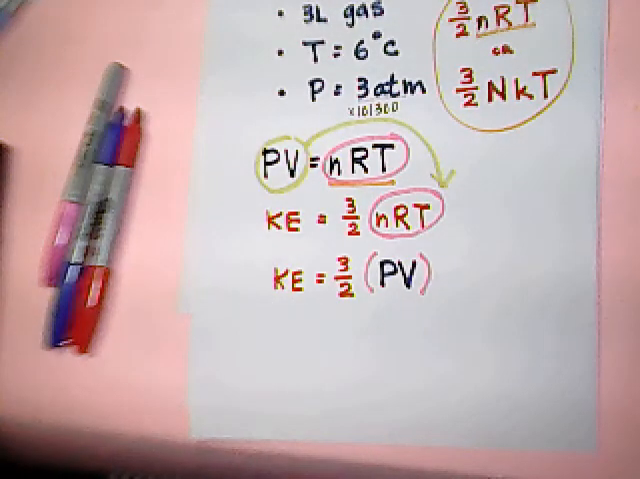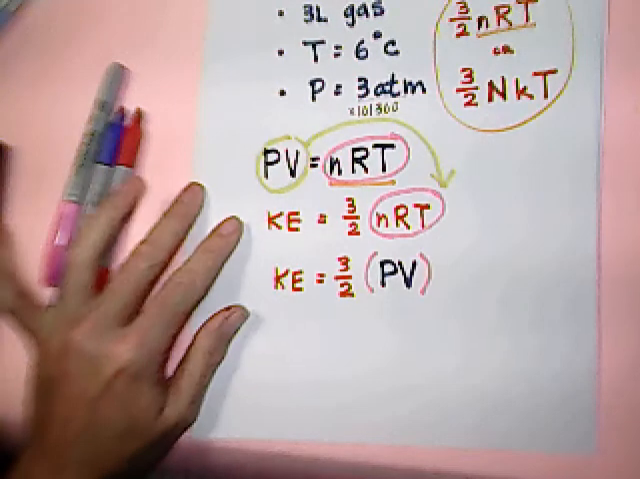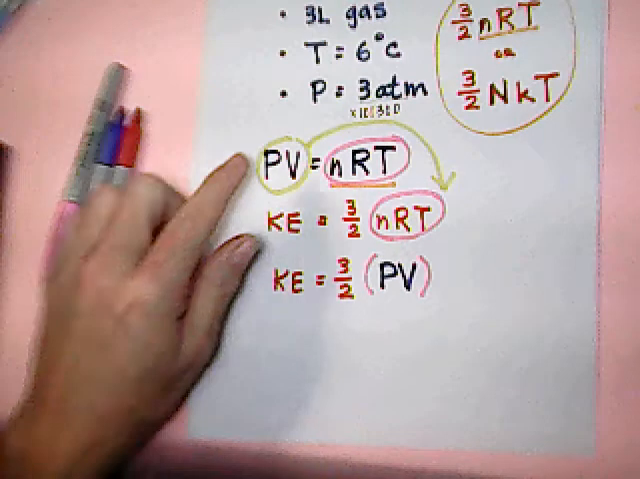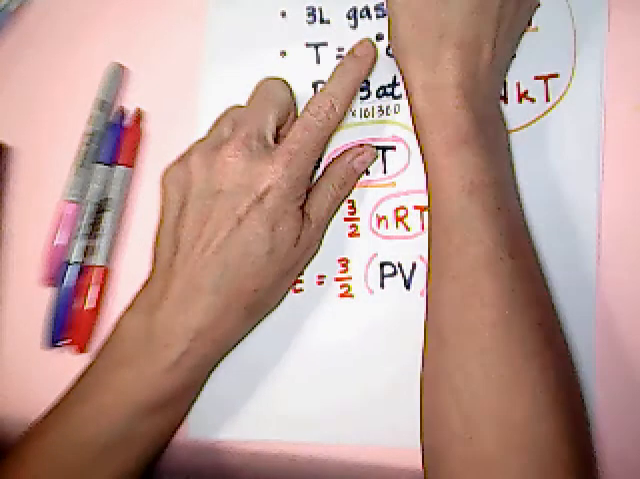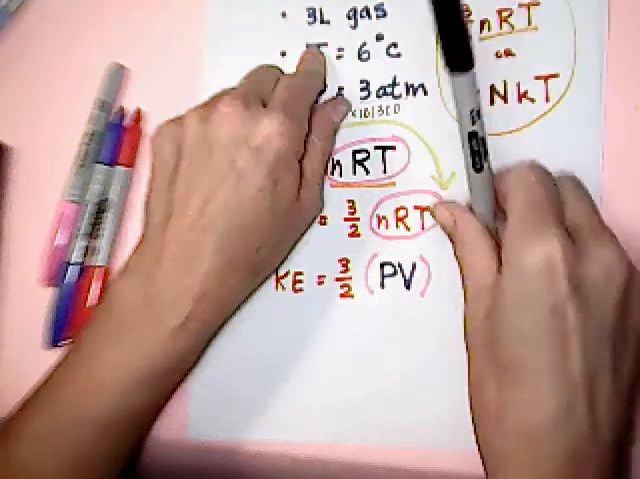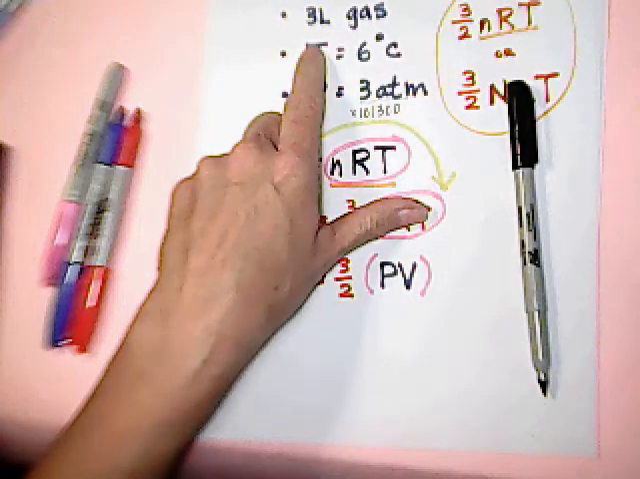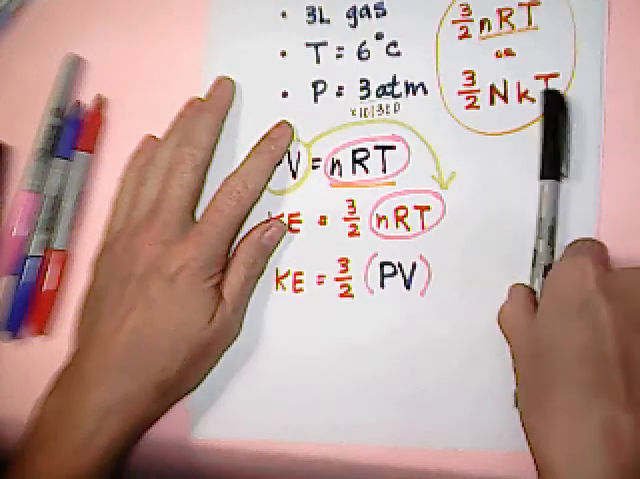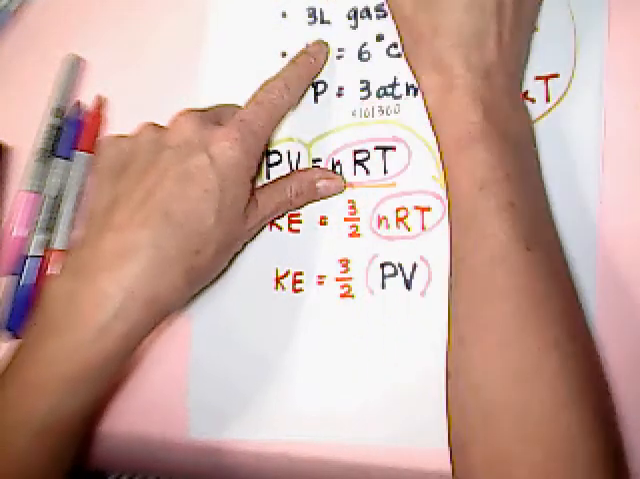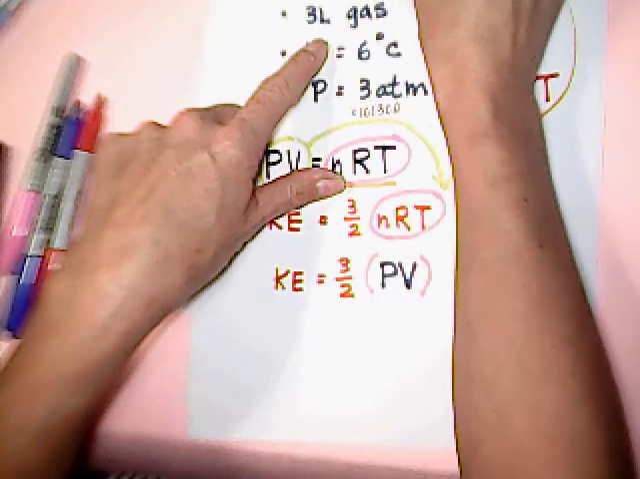Okay, so now you need to do this in meters cubed. So when you have your liters of gas, remember what you have to do is you have to convert that. And how? Remember that 1 liter equals 0.001 meter cubed.